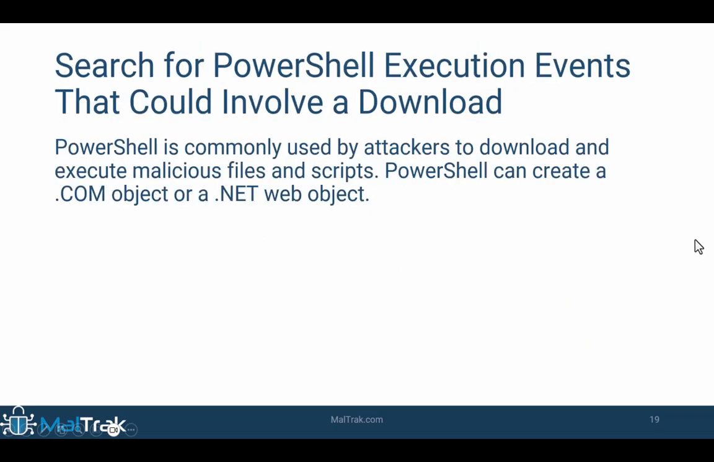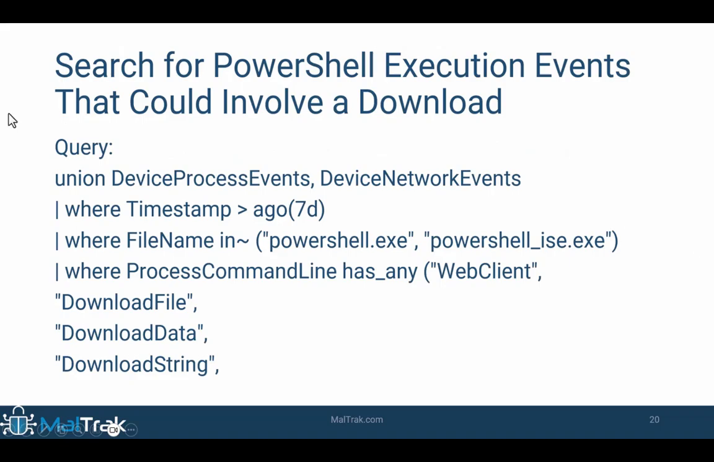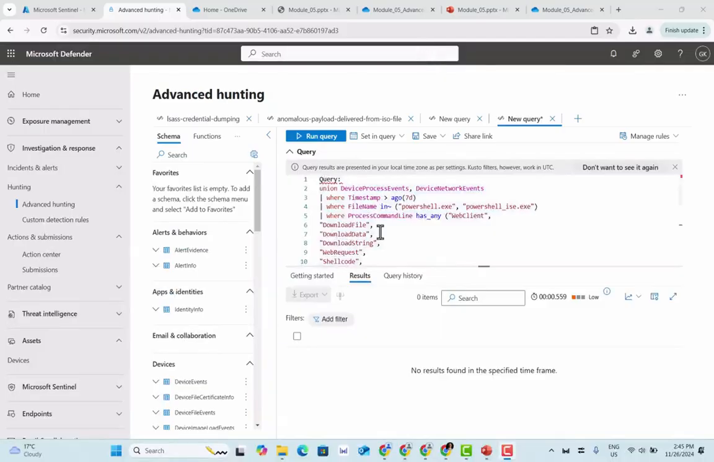So search for PowerShell execution events that can involve a download. Let's go ahead and try this one. So here the entire query is inside Advanced Hunting and Defender.